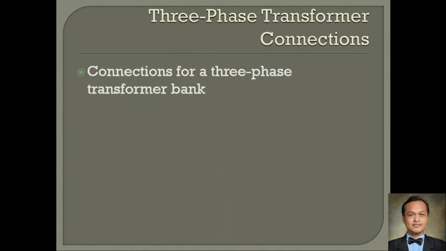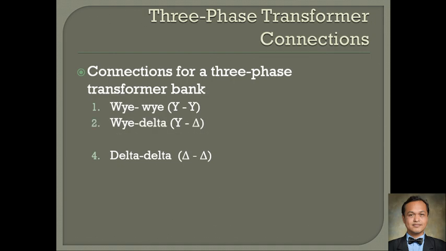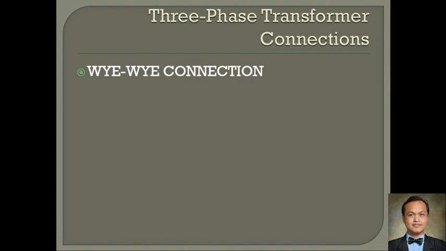Now we have four types of connection that can be made on a three-phase transformer bank. One is the delta-delta connection, where the primary and the secondary are connected in delta. We can also make a Y-to-Y connection, where the primary and the secondary are connected in a Y configuration. We can make a Y-delta connection and also a delta-Y connection. Now let's look at the differences, or the advantages, of each type of connection.